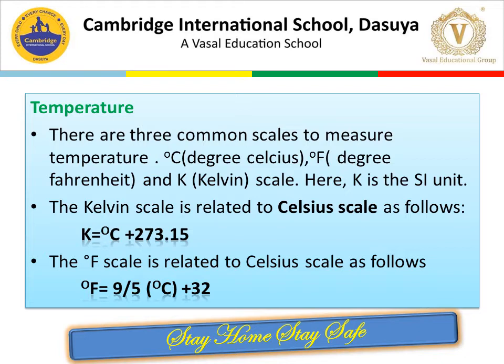Clear? Now, in the case of the Fahrenheit scale, how is it related to the Celsius scale? The Fahrenheit scale and Celsius scale are related as follows. Degree Fahrenheit is equal to 9 by 5 times degree Celsius plus 32. If possible, find out the temperature at which the Celsius and Fahrenheit temperatures are equal.